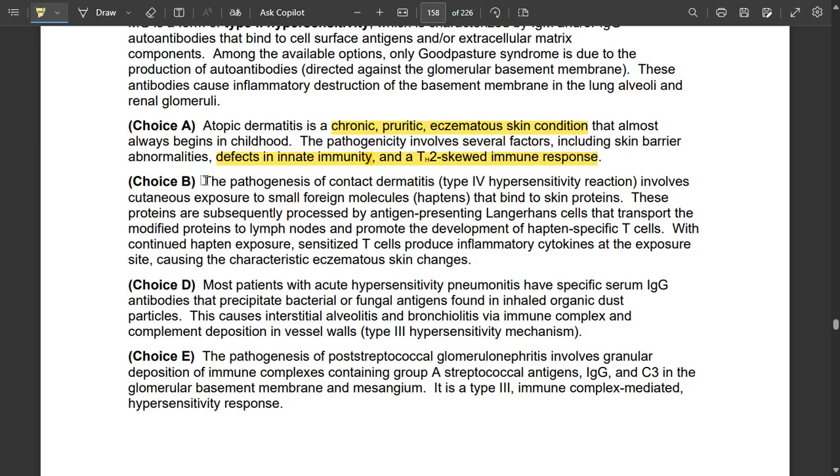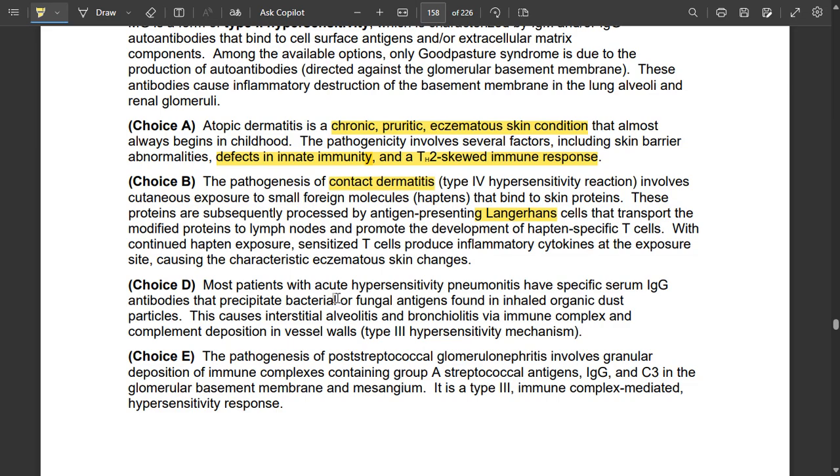Contact dermatitis is a type 4 hypersensitivity reaction, which involves cutaneous exposure to small foreign antigens like haptens that bind to skin proteins. These proteins are subsequently processed by Langerhans cells that transport the modified proteins to lymph nodes and promote the development of hapten-specific T cells. With continued hapten exposure, sensitized T cells produce inflammatory cytokines at the exposed site, causing characteristic eczematous skin changes.